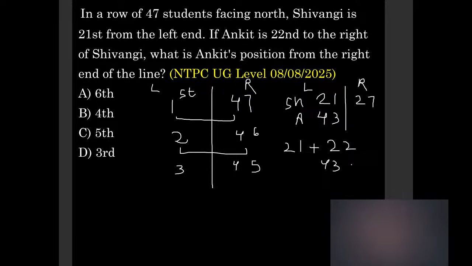So from the left hand side it is 43, and we know that the sum should be equal to 48. So if it is 43, the other is 5. From the right hand side, Ankit is 5th. So 5 is the correct answer. Option C, 5th from the right hand side.